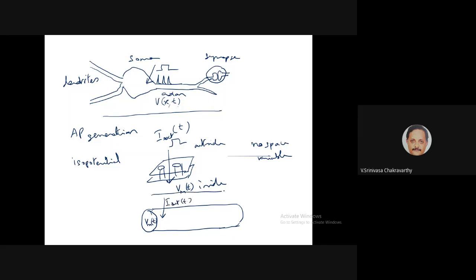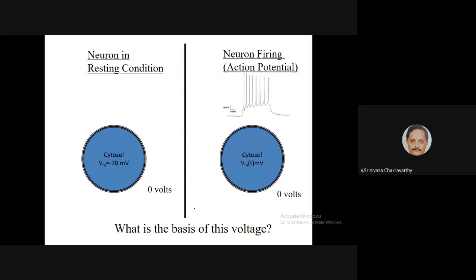So in all these cases, whether you imagine a sheet or a sphere or a cable or a cylinder, what is common to all these things is that you assume there is no variation with space. Voltage is uniform, and then if I inject some current, what is the response? This is called the Hodgkin-Huxley model.